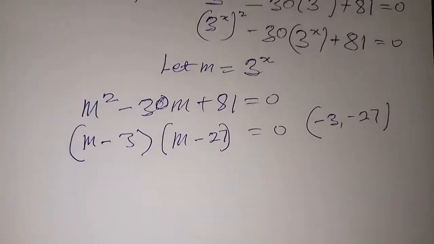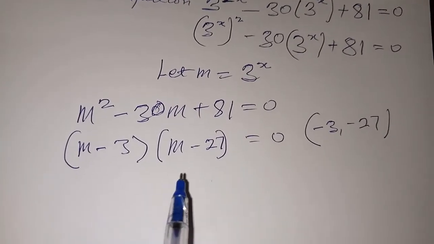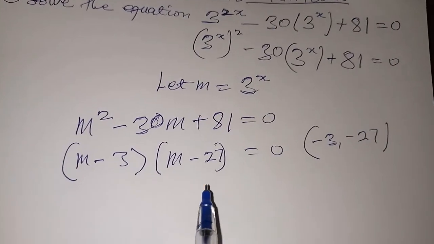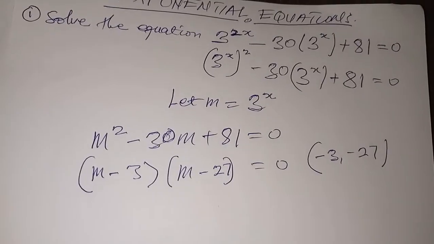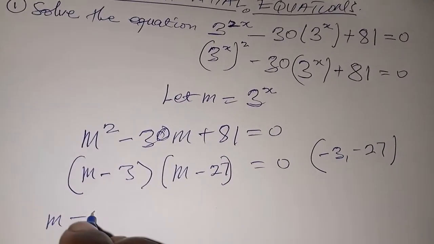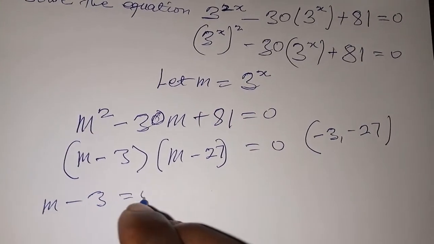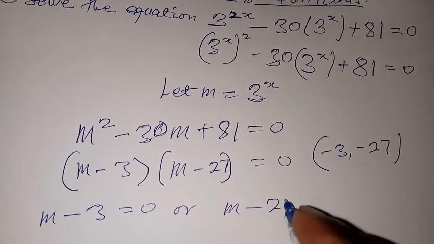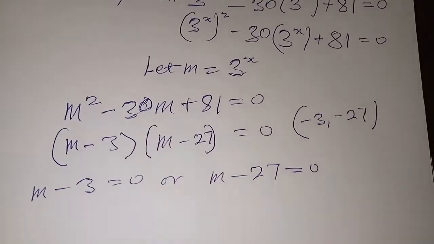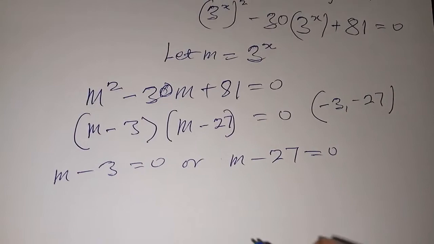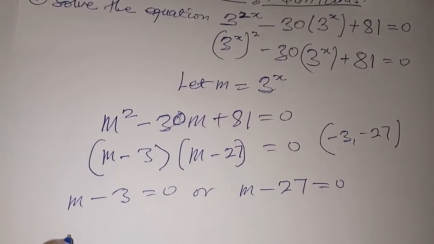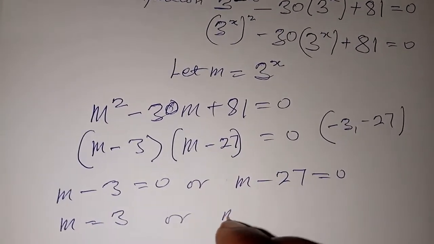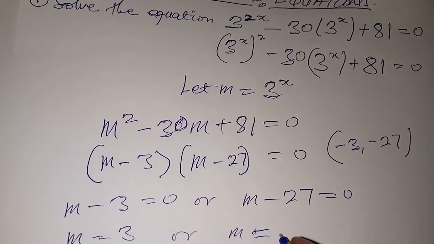So for the product of two numbers to be 0, it's either the first one is 0 or the second one is 0. So that's just what we are going to do. That means either m minus 3 is 0 or m minus 27 is 0. That's the only way this can be true. And when we make each of them the subject, m will be equal to 3 or m will be equal to 27.